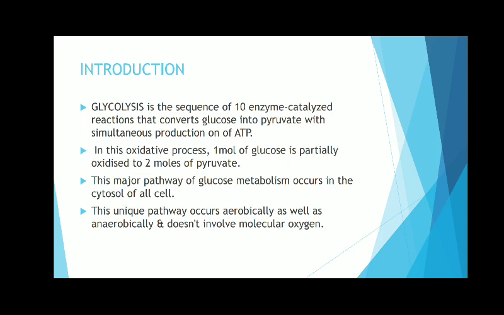So, what is glycolysis? Glycolysis is the sequence of 10 enzyme catalyzed reactions that converts glucose into pyruvate with simultaneous production of ATP. So in glycolysis, the glucose converts into pyruvate with the production of ATP. In this oxidative process, 1 mole of glucose is partially oxidized to 2 moles of pyruvate. Means 1 mole of glucose gives 2 moles of pyruvate. This major pathway of glucose metabolism occurs in the cytosol of all cells. This unique pathway occurs aerobically, means with oxygen, as well as anaerobically, means without oxygen also.